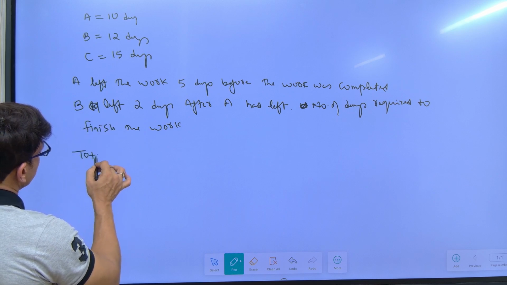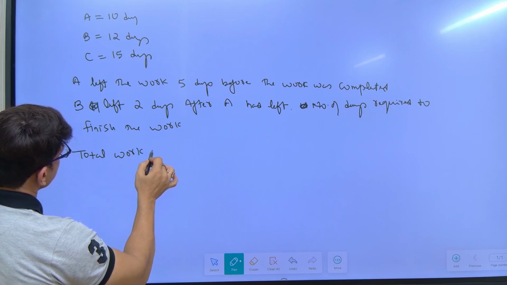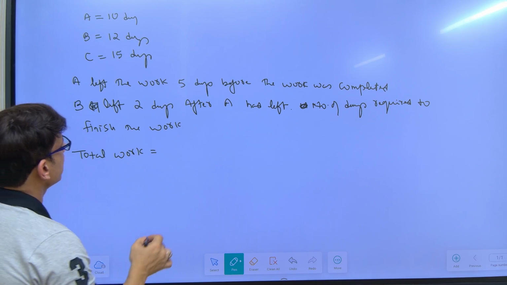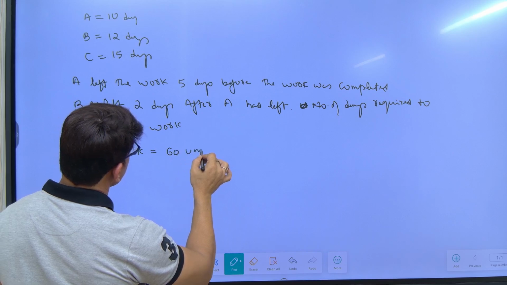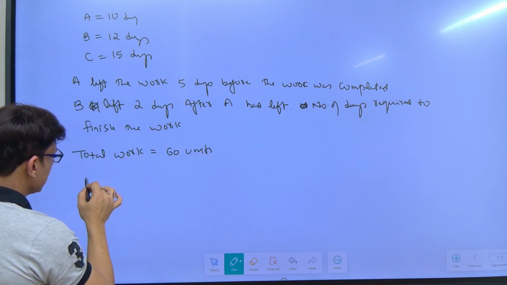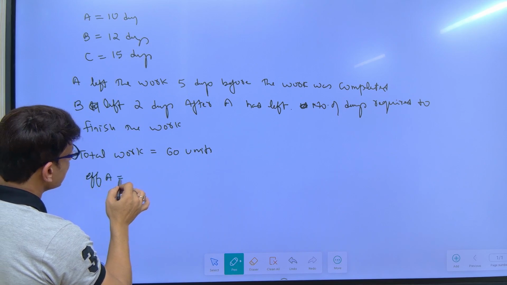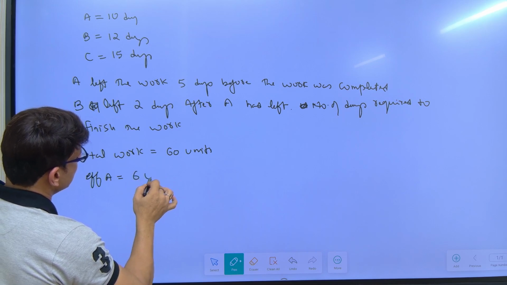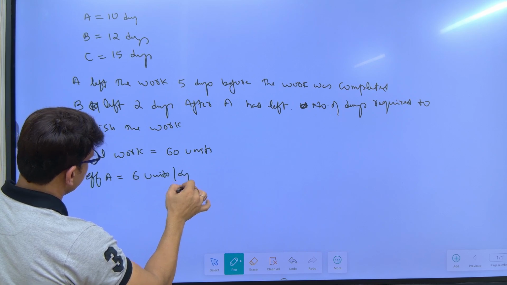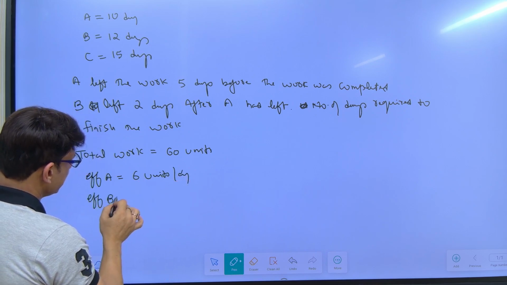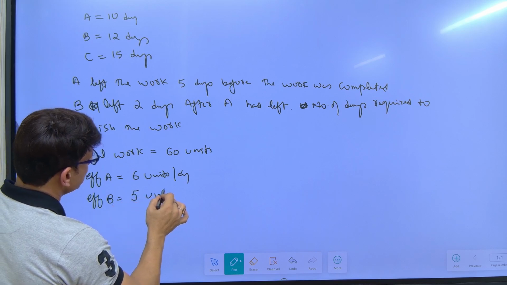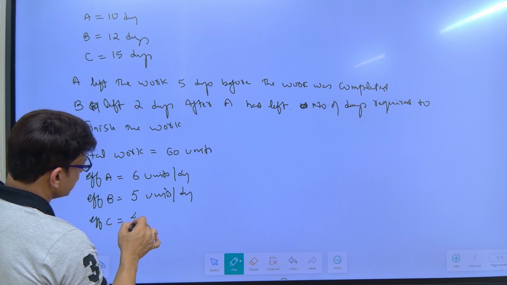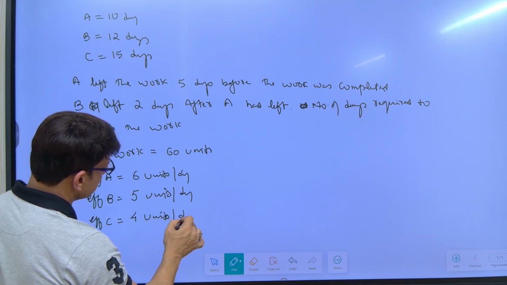First, to find total work, take the LCM of 10, 12, and 15. What is the LCM of 10, 12, and 15? 60 units, right? What is the efficiency of A? 60 by 10, which is equal to 6 units per day, right? The efficiency of B will be 5 units per day. And what is the efficiency of C? 4 units per day. Any doubt in this?